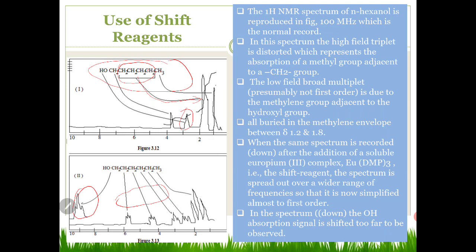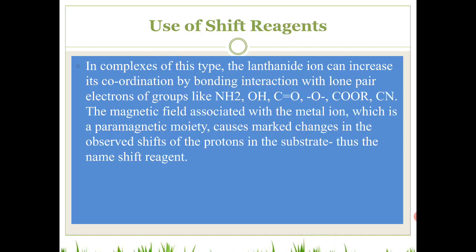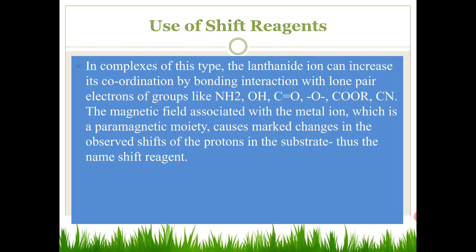So hope you understood how the shift reagent works. And the use of shift reagent in complexes of this type: the lanthanide ion can increase its coordination by bonding interaction with the lone pair electrons of groups like NH2, OH, CO, ether oxygen, ester oxygens, and cyanide. The magnetic field associated with the metal ion, which is a paramagnetic moiety, causes a marked change in the observed shift of the protons in the substance. That's why the name shift reagent.